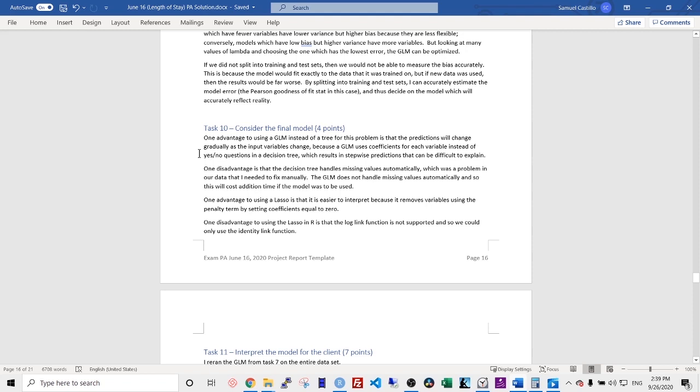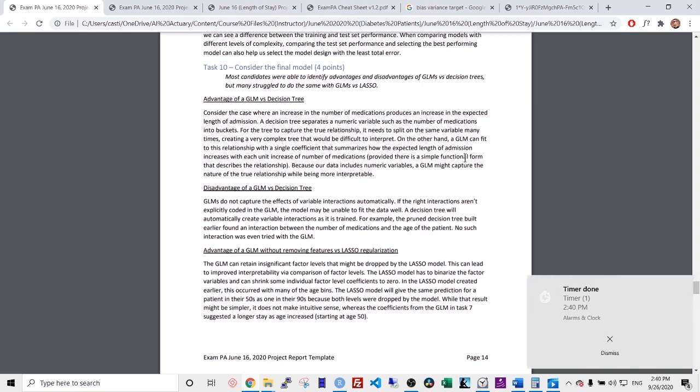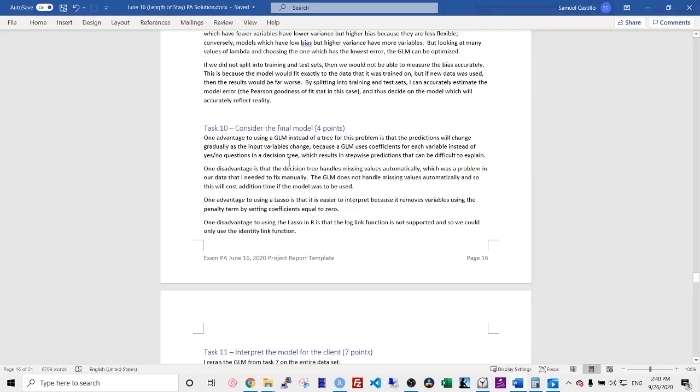However, an additional step is necessary, and that is to talk about the implications for hospitals. So in the SOA solution, it says, an advantage of a GLM is an increase in the number of medications, et cetera, and then it talks about how this results in having a single coefficient versus having multiple coefficients in the model, right? So if you wanted to expand on this solution, it would be quite easy. Let's start with the first one.